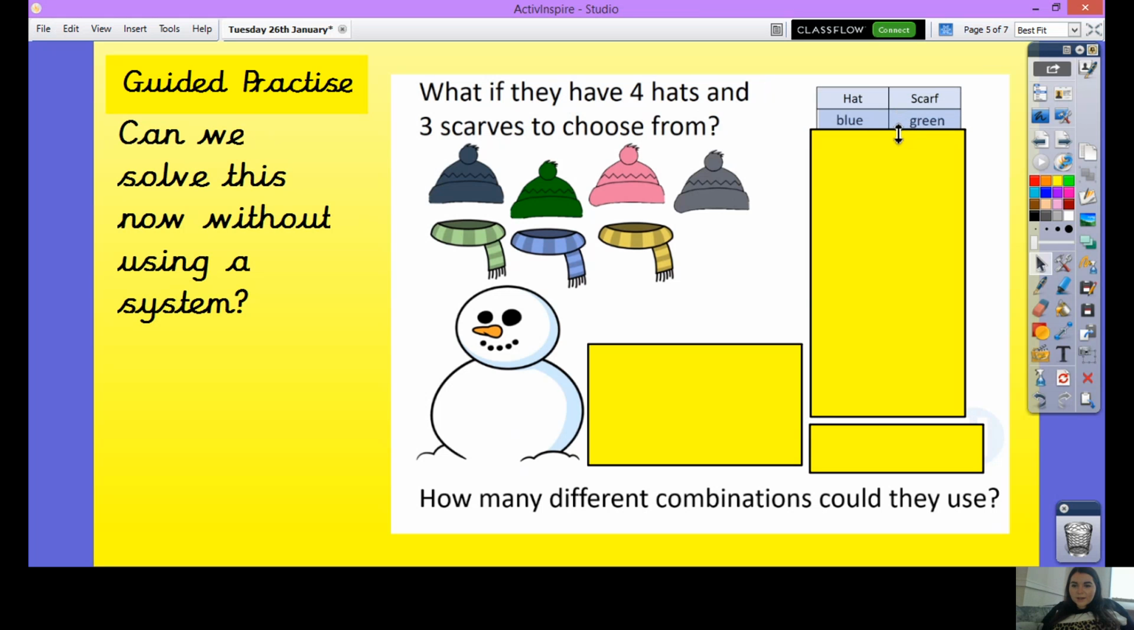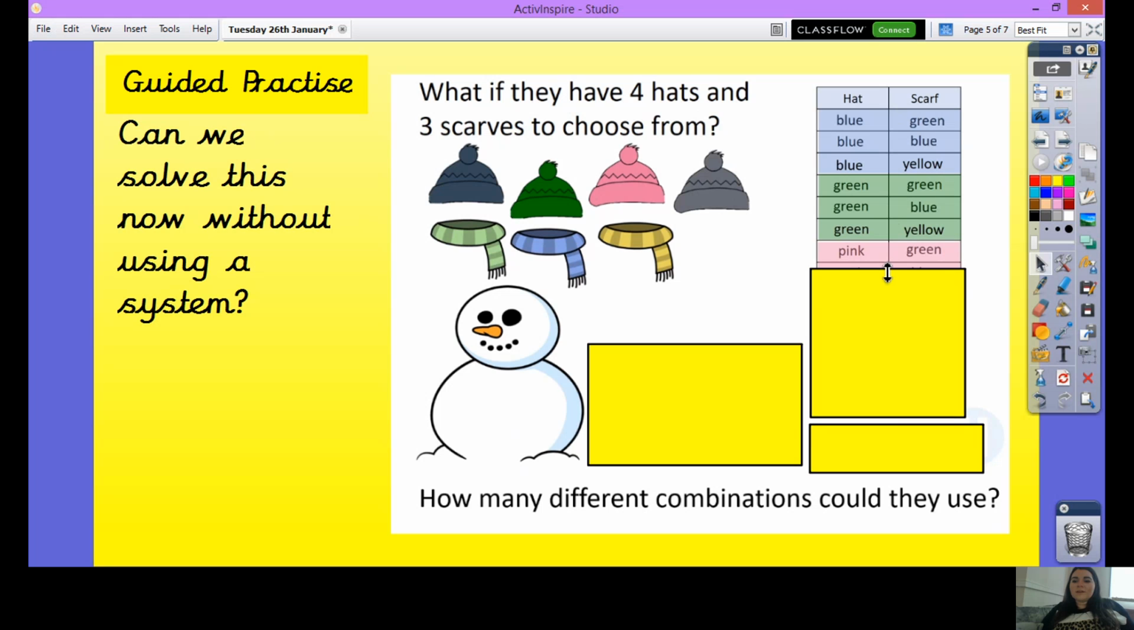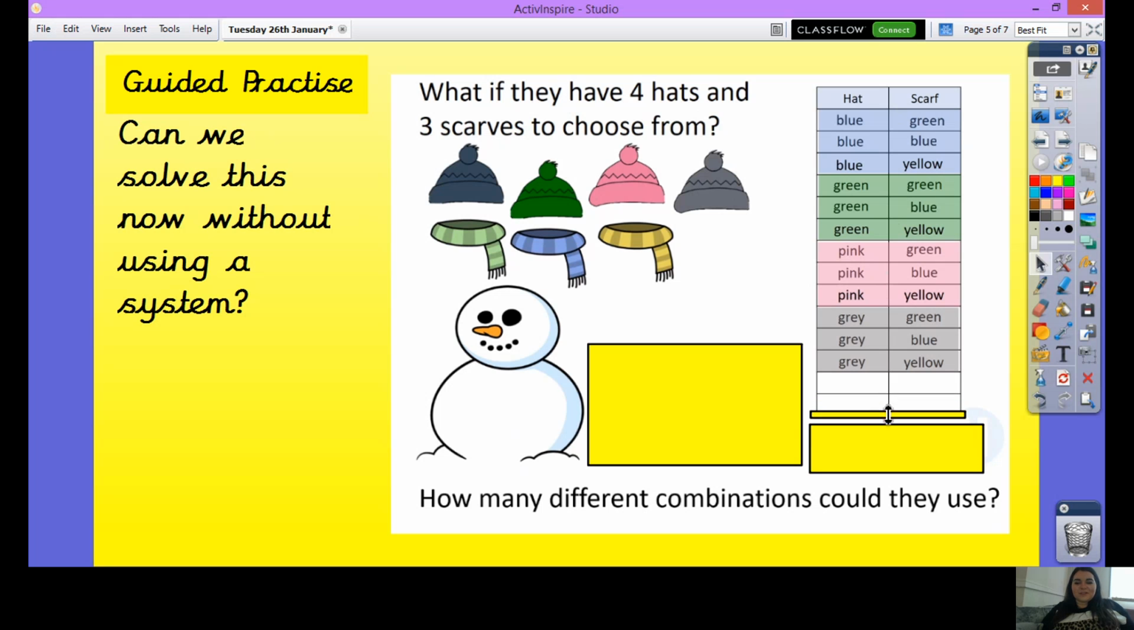Okay, so you could have the blue with the green, the blue with the blue, and the blue with the yellow. So this is talking about the blue hat with green, blue, or yellow scarves. There's 3 different options there. They could have the green hat with the green, blue, and the yellow. So there's 3 options there. They could have the pink hat with the green scarf, the blue scarf, or the yellow scarf. So there's 3 options there. Or they could have the grey hat with the green scarf, the blue scarf, or the yellow scarf. So there's 3 different options there.